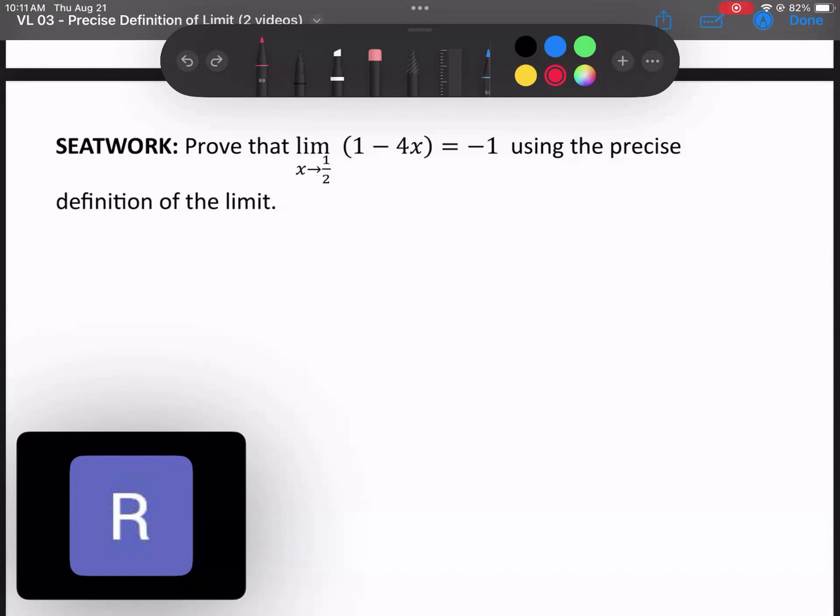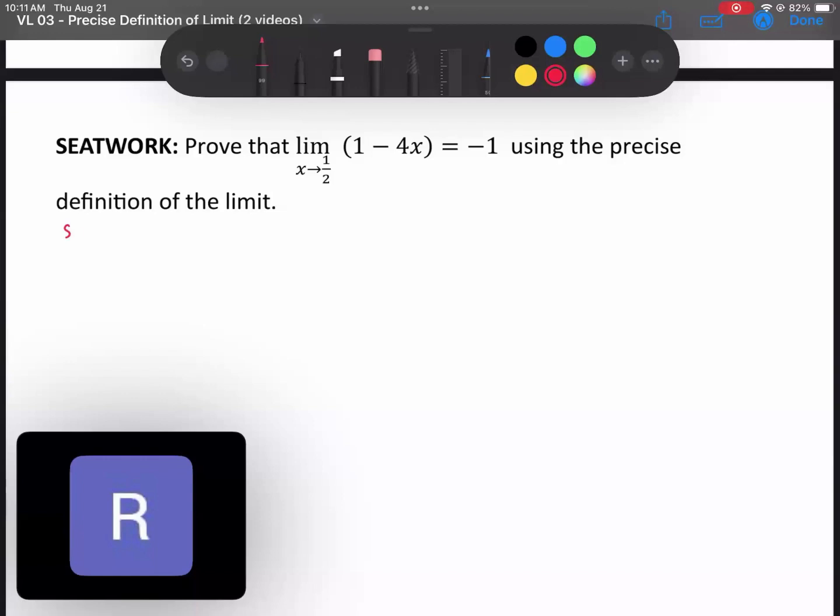Now prove that the limit of 1 minus 4x as x approaches 1/2 is equal to -1 using the precise definition of the limit. Again, limit laws, very easy. You can just plug in and you do get the value of -1. But how do you prove it using the precise definition? It's 2 steps once again.